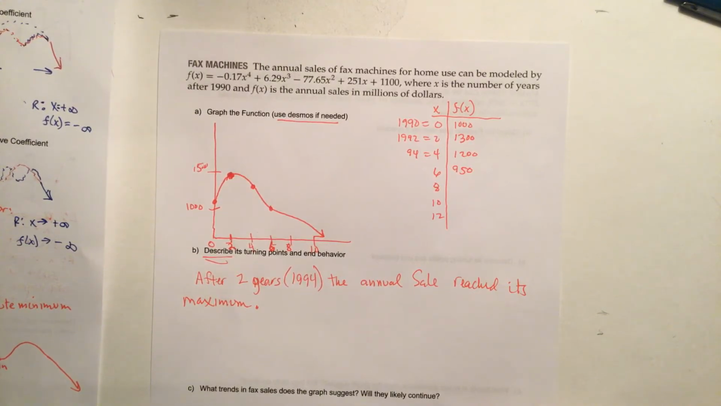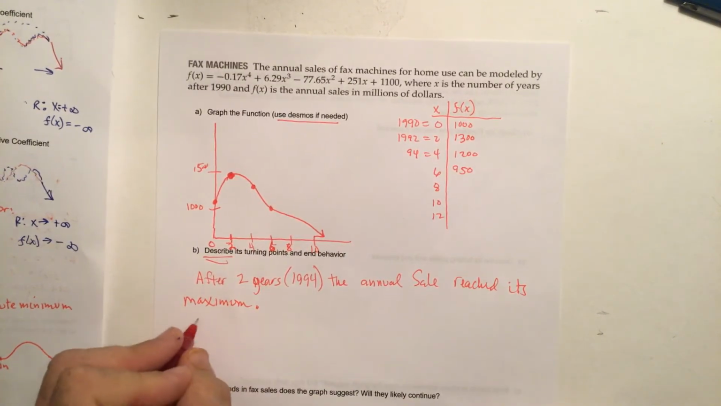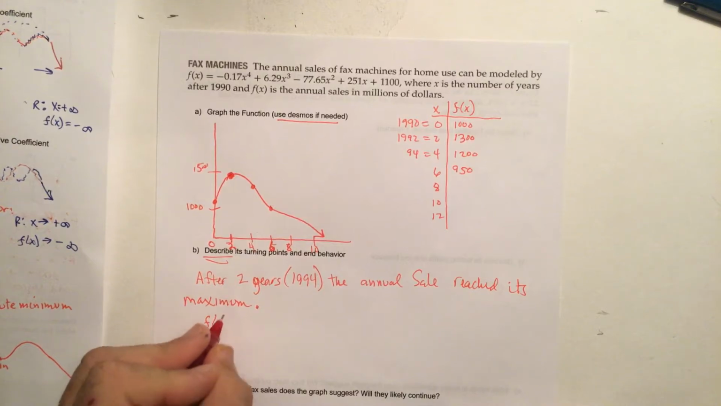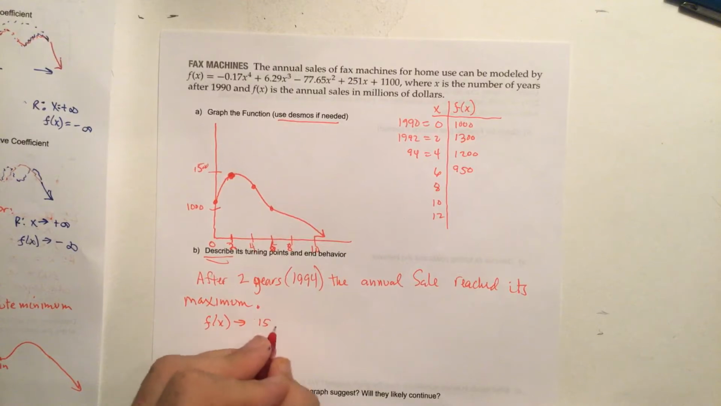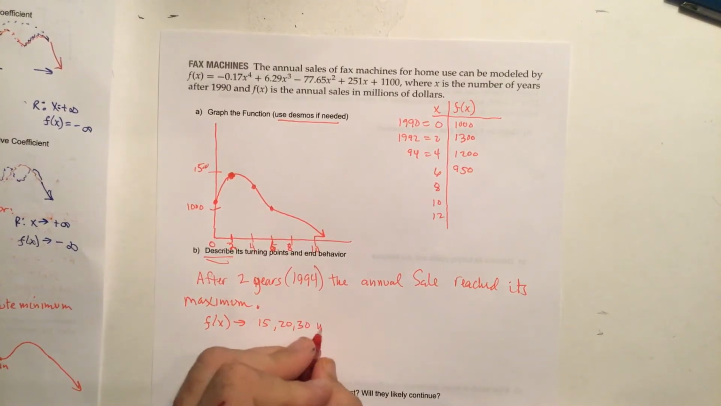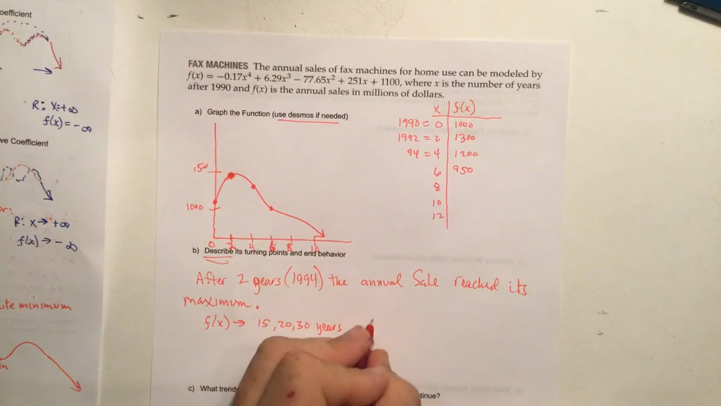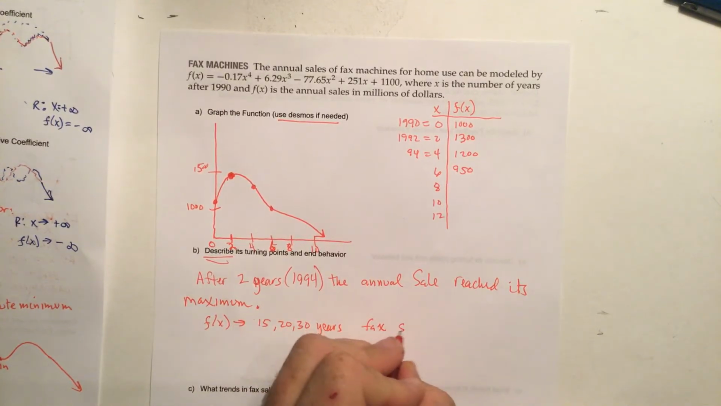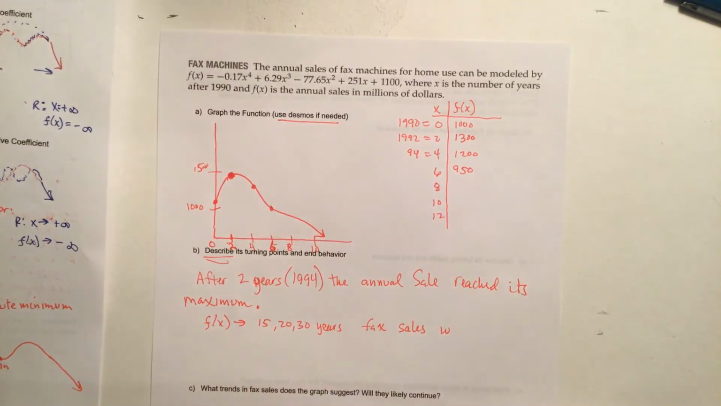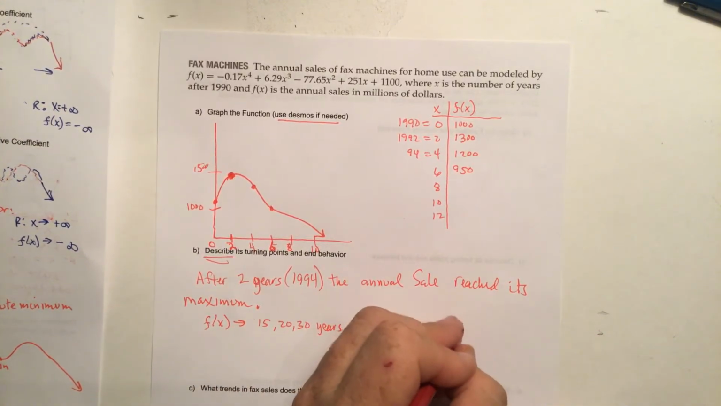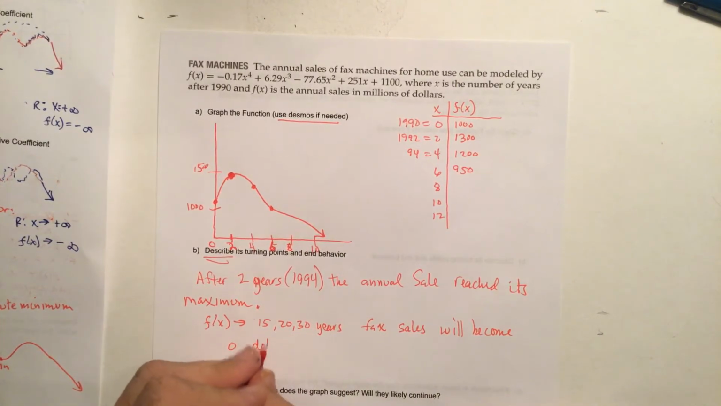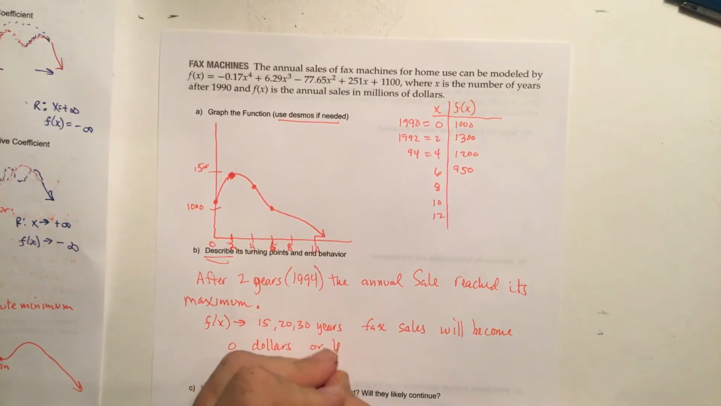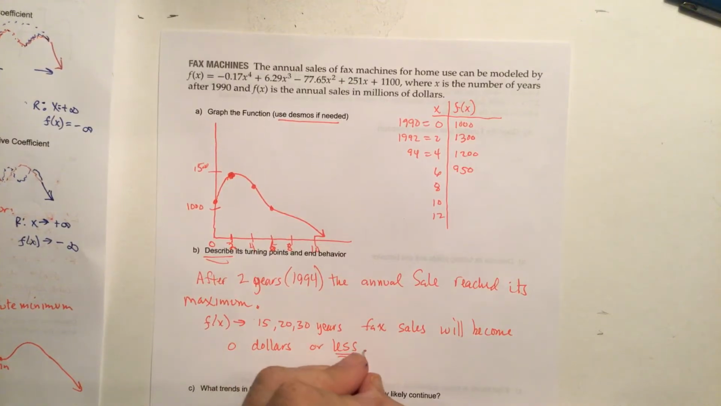Now, its end behavior. It's going to keep going. So as f of x approaches even 15, 20, 30 years, fax sales will become $0 or less, which is not possible.